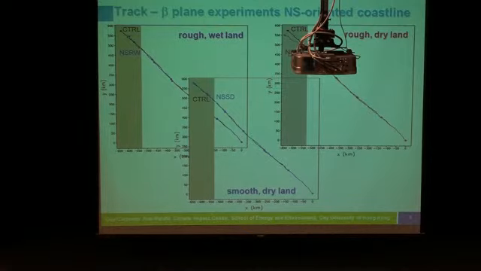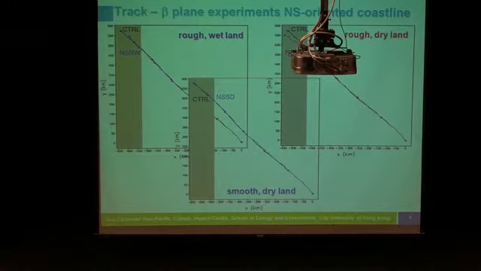What if you put in the beta effect? So this is the same experiments, but now you put in the beta effect, and so of course the beta effect will cause all the vortices to drift towards the northwest. But I'm showing you the 3 experiments here. This experiment is rough wet land, this is rough but dry, and this is smooth dry.